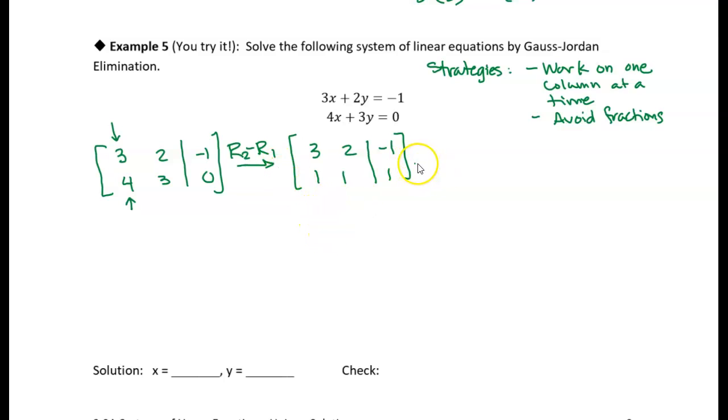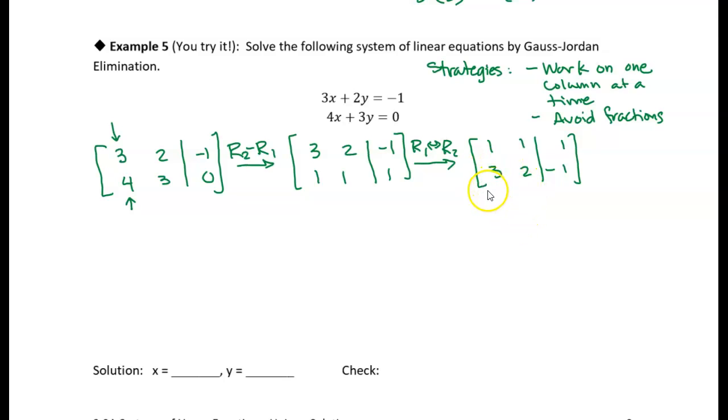All right. So what's our next maneuver? My next maneuver is to swap rows. That would be an easy way to get the 1 in the upper left-hand corner. So I'm going to interchange row 1 and row 2. Just swap them around. So row 2 becomes row 1, 1, 1, 1. Row 1 becomes row 2. So 3, 2, -1. Okay.